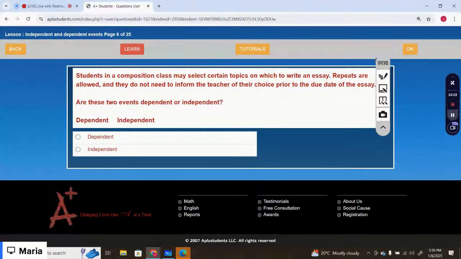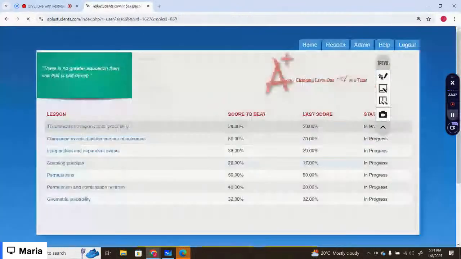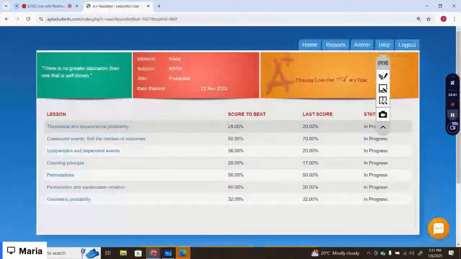The correct option is independent events, right? Okay, you can complete the lesson by yourself later today. Let's just move on to the next lesson. The next lesson is counting principle.